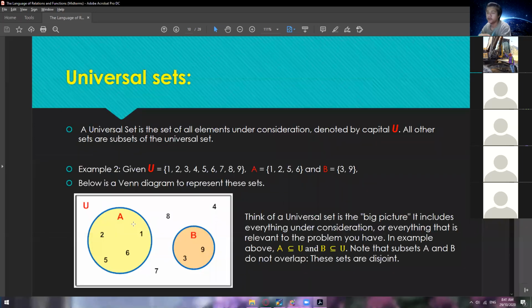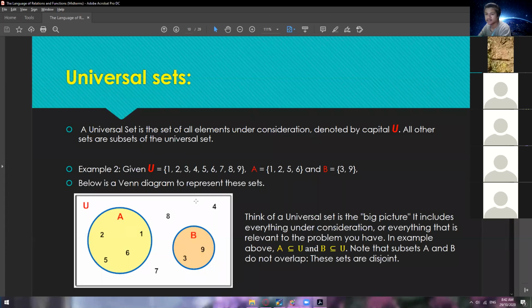So moving on, we have here the universal set. What is a universal set? It is the set of all elements under consideration. Take note, the special keyword for universal is the letter U. So R for real numbers, N for natural numbers, Z for integers, Q for rational numbers, and U for the universal set. All other sets are subsets of the universal set.